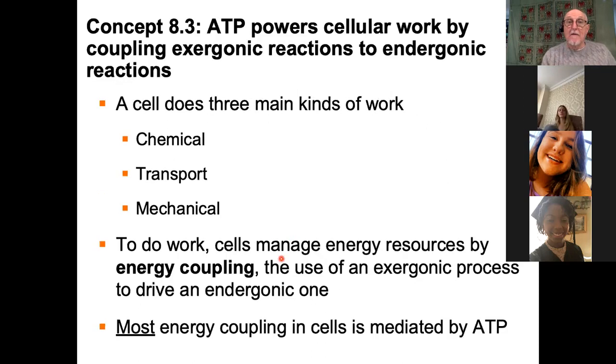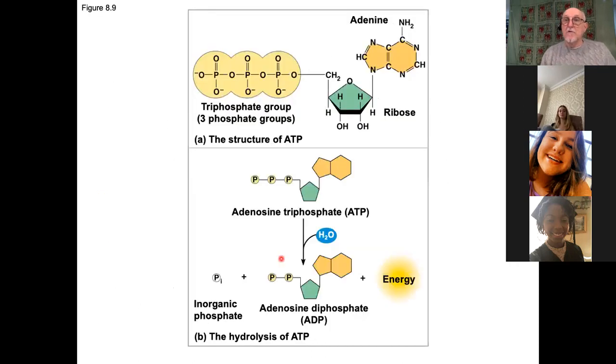So in order to do so, what the cell does is it couples exergonic reactions with endergonic reactions. It's going to perform some exergonic reaction, which will release energy, and it's somehow going to grab that energy and move it to the endergonic reactions that require an input of energy. The most common way the cell does this, the most biologically useful carrier of energy, is this molecule here, ATP. So ATP is the energy carrier.